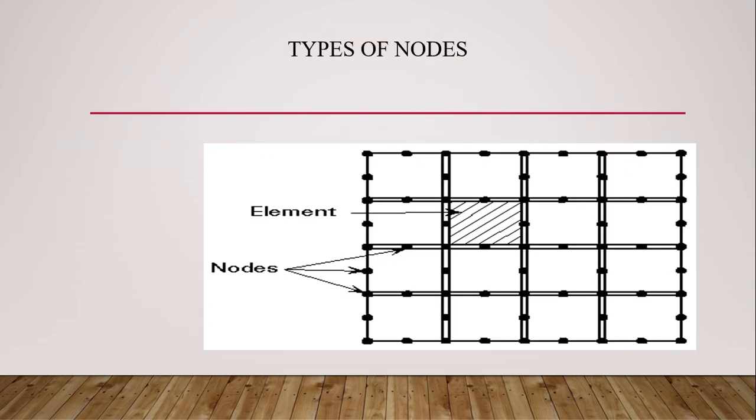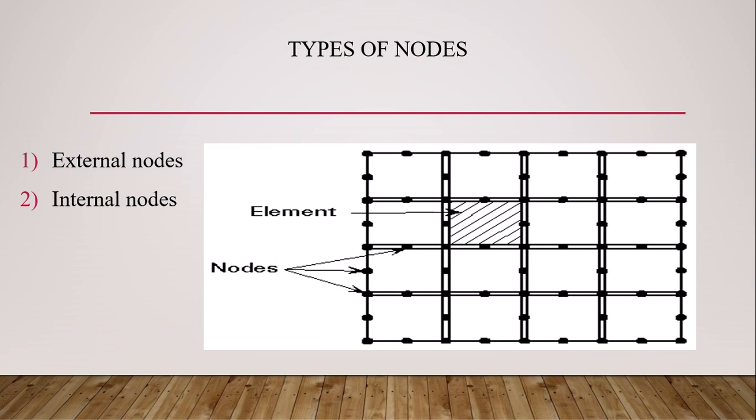Then the next point is the types of nodes. Here there are two main types of nodes, the external node and the internal node. One diagram is shown here. The external boundary border has nodes on it, which are nothing but the external nodes, and the internal structure is divided by these nodes, which are the internal nodes. With the help of the external and internal nodes, the structure is divided, and the boundary of these nodes and the interior structure is nothing but the element.